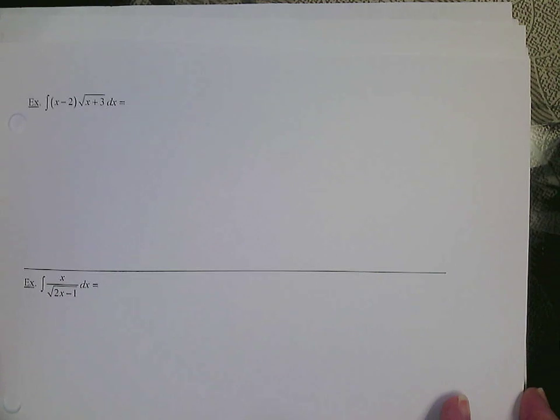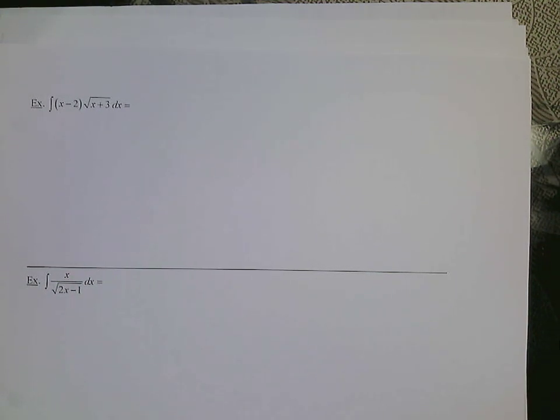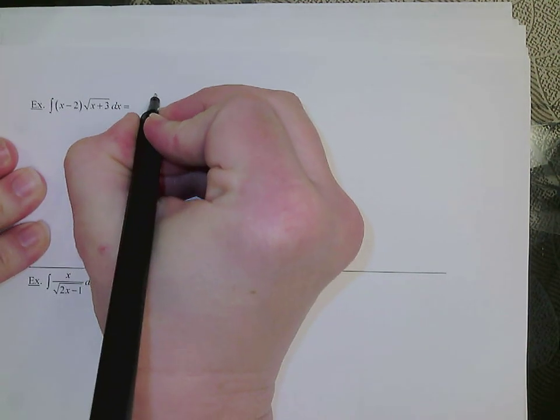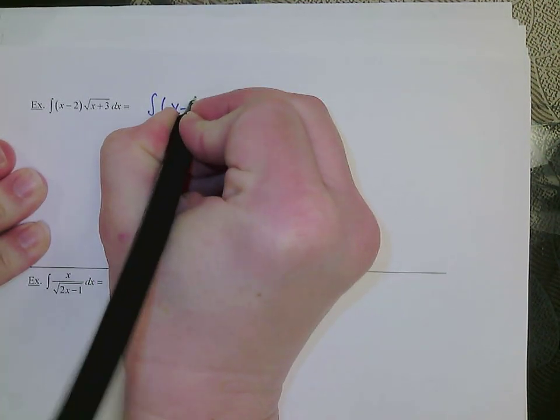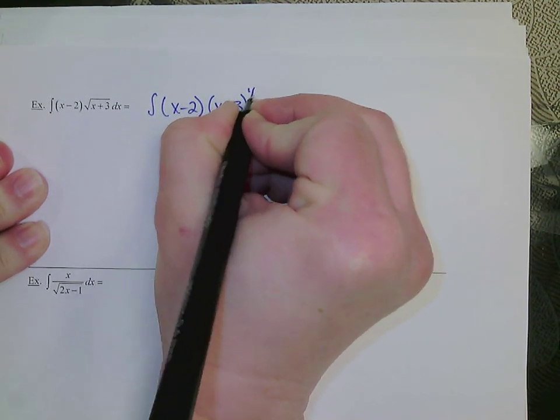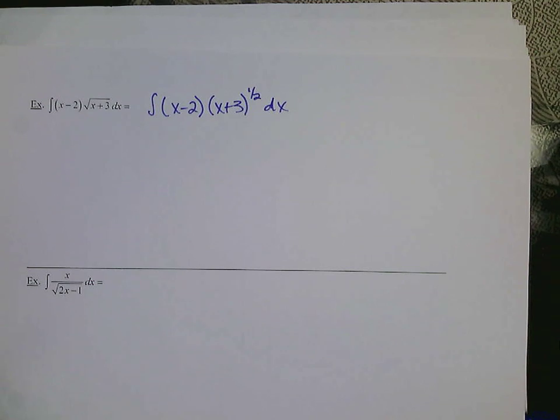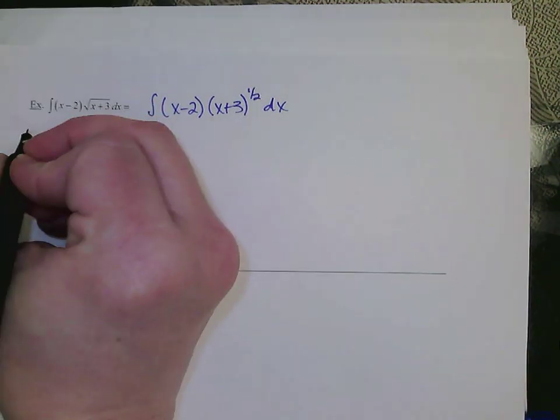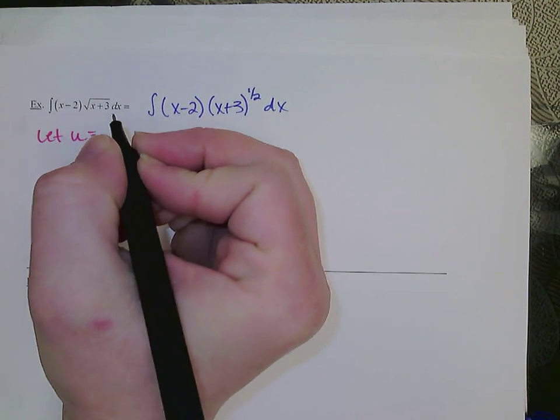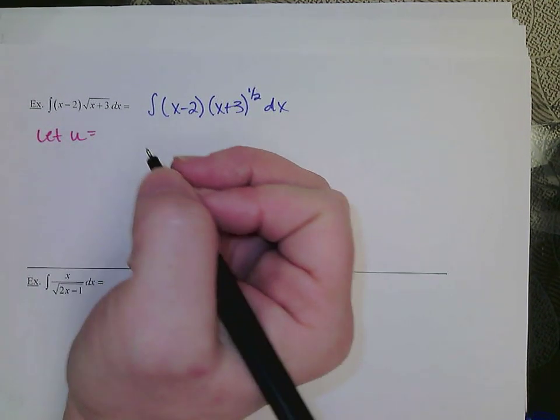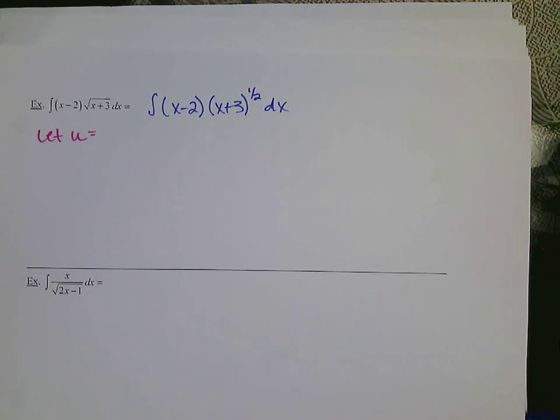Okay, so what did you guys do on this one? We've got the antiderivative of x minus 2 times the square root of x plus 3. Okay, so you rewrote it. Got rid of the radical and wrote it as an exponent, I'm assuming. So we could think of this as the integral of x minus 2 times x plus 3 to the power of 1/2. So what did you let u equal in this one? What'd you try? X plus 3? Okay, let's see where that takes us.